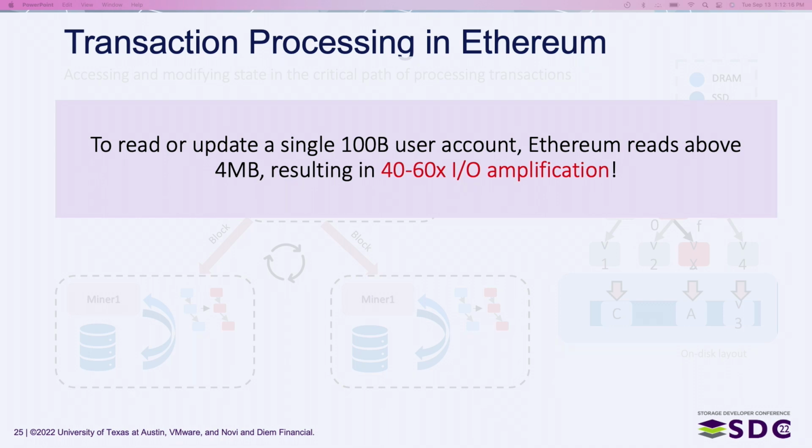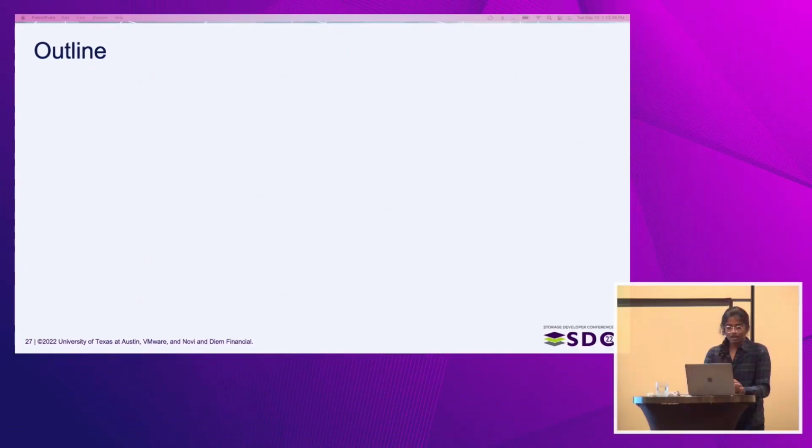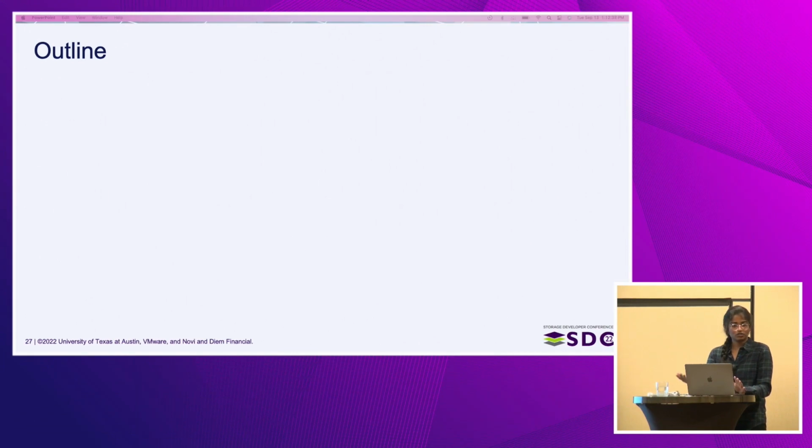We measure that to read a single user account, Ethereum miners read 40 to 60 times more data. And to process a single block of 100 simple transactions, Ethereum performs 100 times more random I/O operations. So with this motivation, I will present an outline for the rest of the talk.